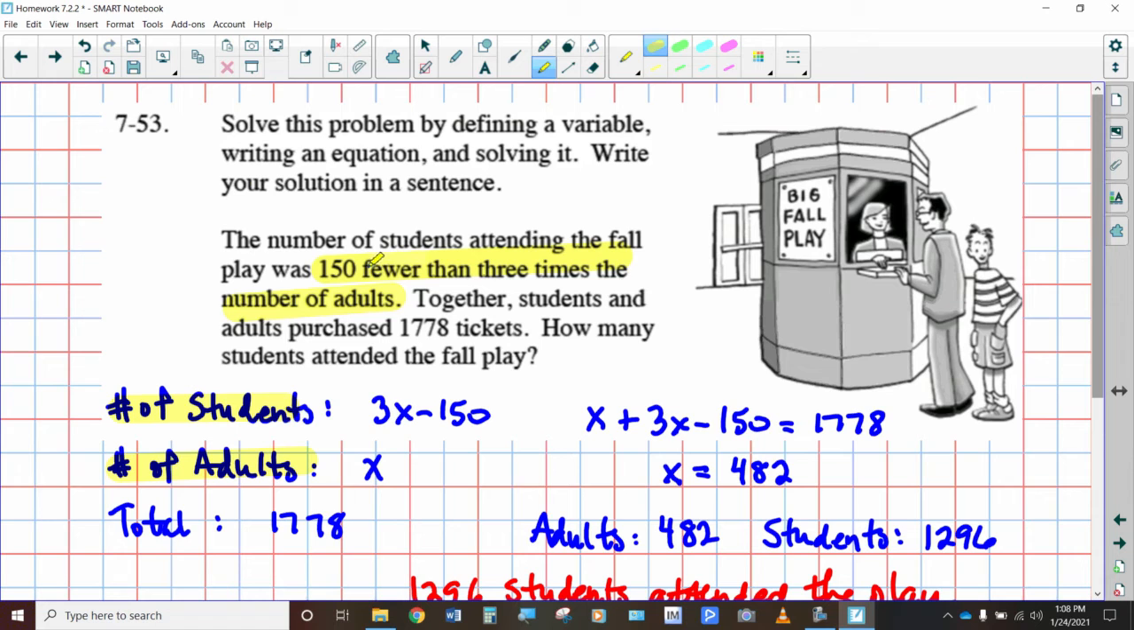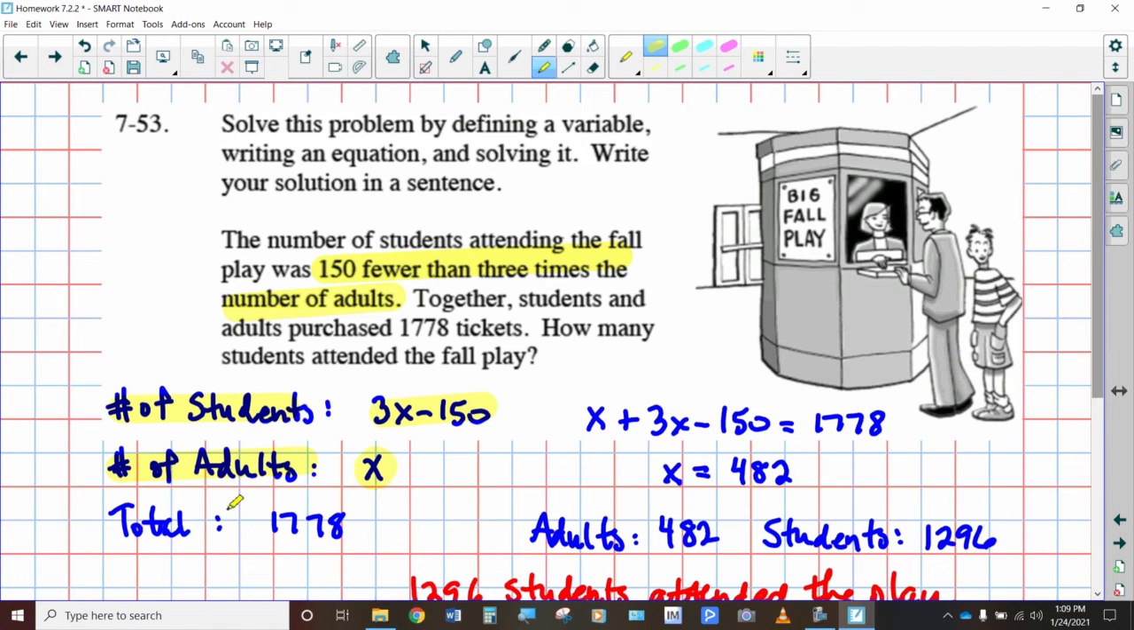Since the number of students is being compared to the number of adults, we'll make the adults x, and then we'll write the expression for this relationship. 150 fewer means it's being subtracted away from 3 times the number of adults. So whatever that number is, triple it, then take away 150. So we can do the guess and check process, but I think it would be better to solve this algebraically.